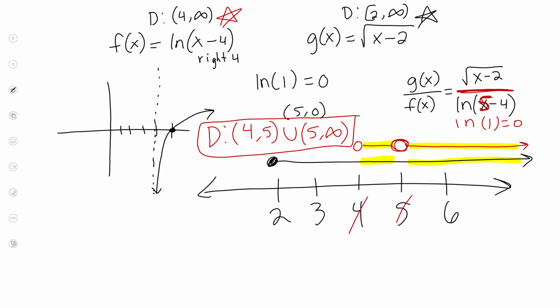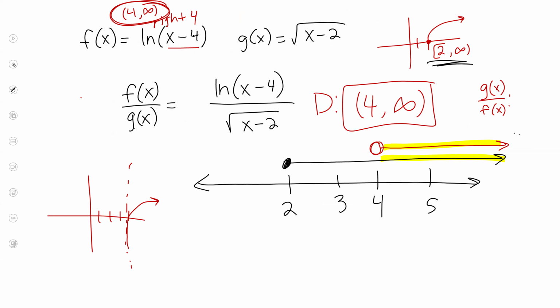Good question. Someone asked, why didn't this apply to the last problem we did? Let's go back to the last problem. ln, the natural log, is in the numerator. So it doesn't matter if there's a 5 here. You can have 0 in the numerator. The issue is when 0 is in the denominator.